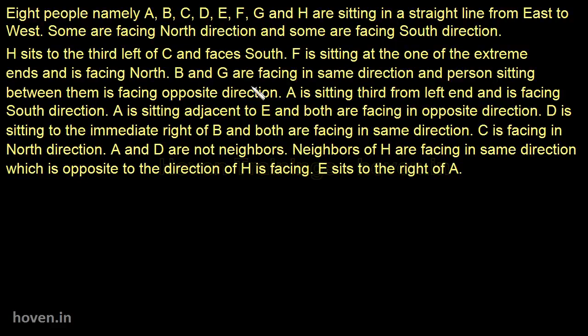8 persons A, B, C, D, E, F, G and H are sitting in a straight line from east to west. Some are facing north and some are facing south.